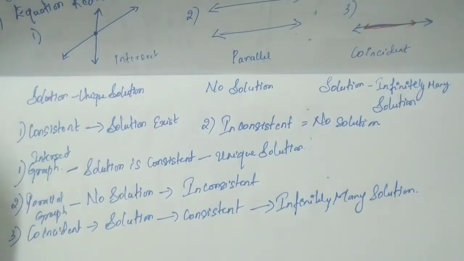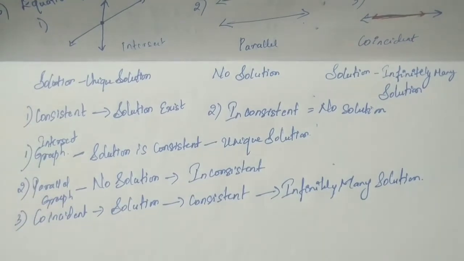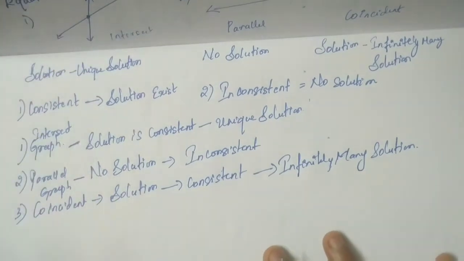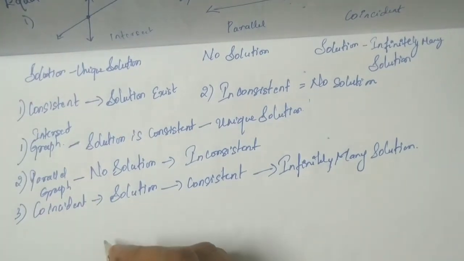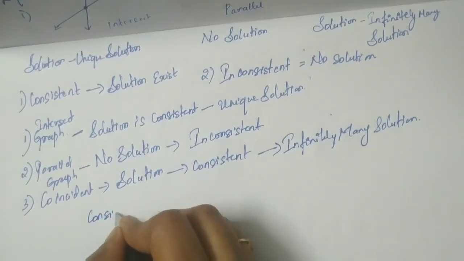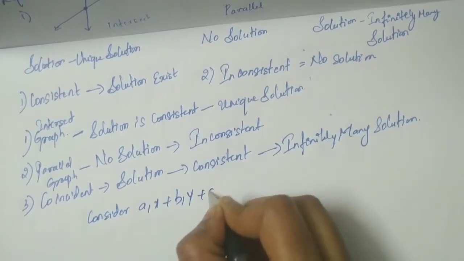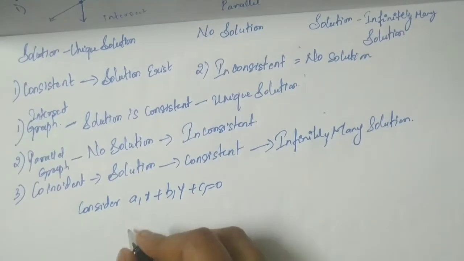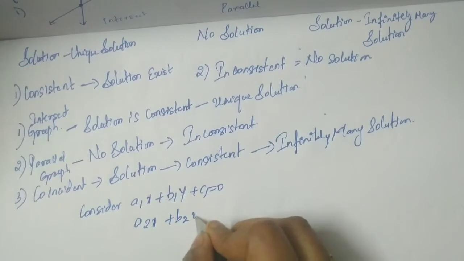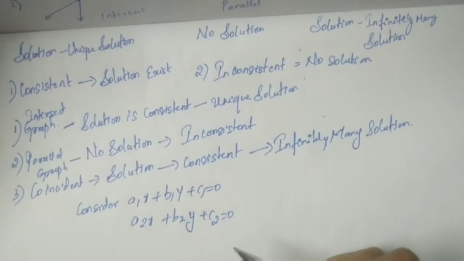So this is all about the diagrammatic representation of a pair of linear equations. Since we have two equations, keep in mind you will have two straight lines. The nature of the two straight lines: one will be the intersecting case, second will be the parallel case, and the last will be the coincident case. These are the only three cases you will get when you solve a pair of linear equations. Now let us consider a1x plus b1y plus c1 is equal to 0, a2x plus b2y plus c2 is equal to 0.